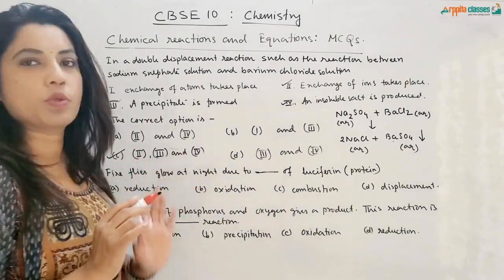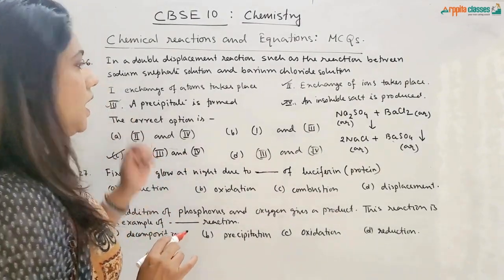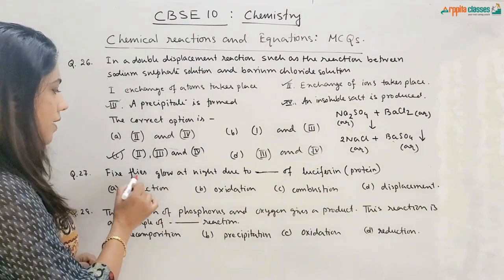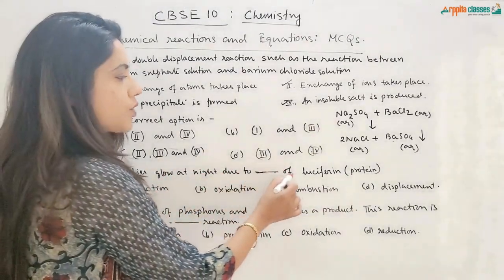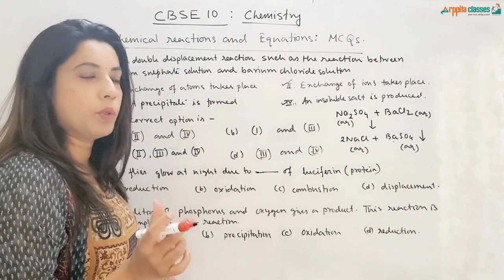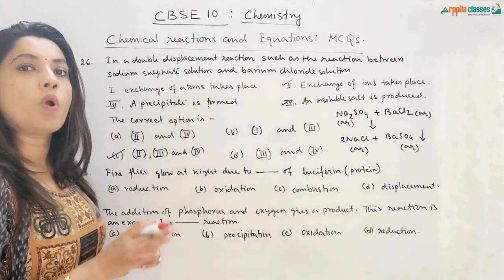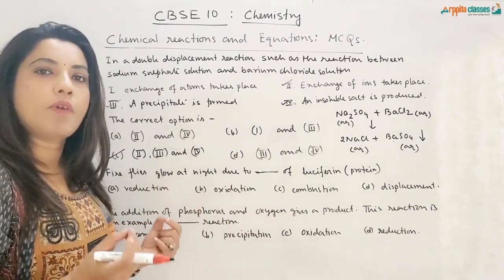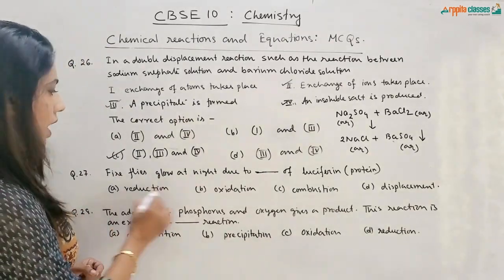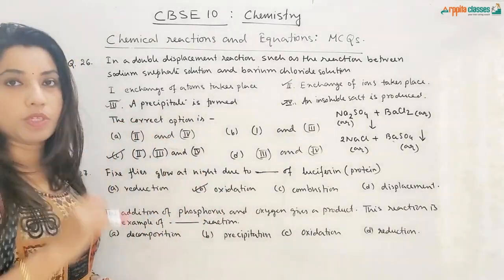2, 3, 4. So this is the right option for this. Come to the next MCQ. Fireflies glow at night due to dash of luciferin. Luciferin is a protein. So when the protein luciferin oxidizes, that time fireflies glow at night. So the answer will be oxidation of luciferin.